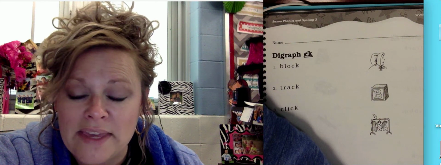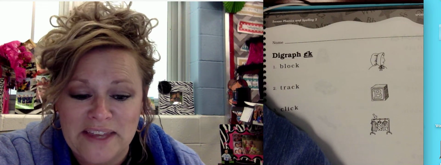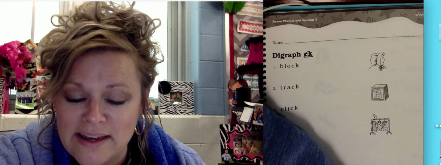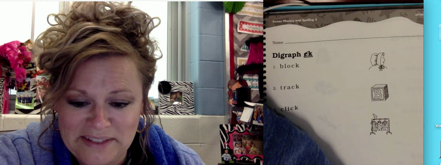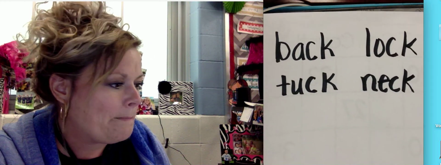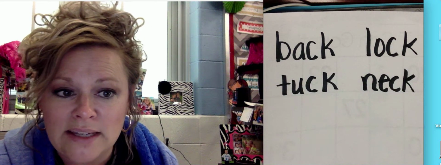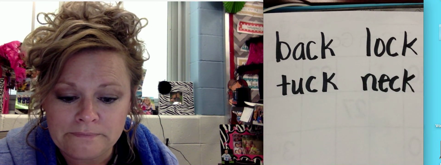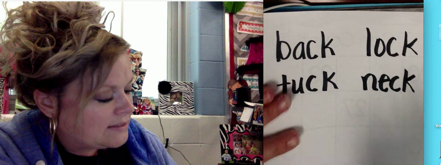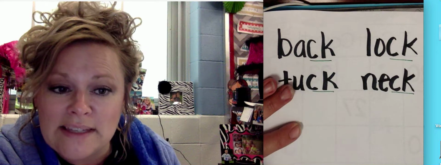What sound do you hear at the end of these words? You're right, k is what you hear at the end of the words. The k sound is at the end of back, lock, tuck, and neck. Here's what these words look like. Back, lock, tuck, and neck. What is making the k sound at the end of these words? A C and a K. A C and a K is at the end of these words, and it represents the k sound.